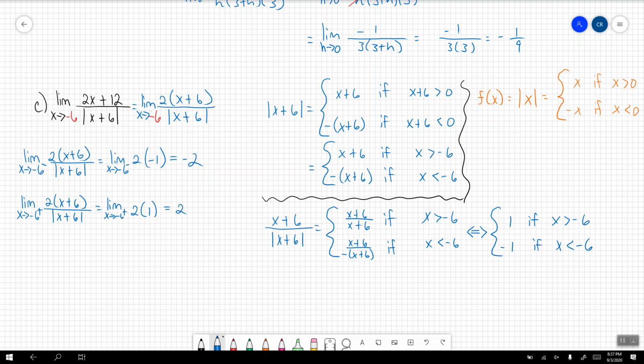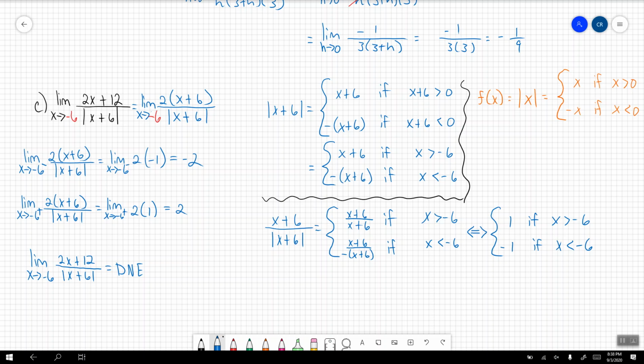So now we get to look at the left-hand limit and the right-hand limit. Left and right-hand limit are not the same, which means the overall limit that we're trying to evaluate does not exist. So the limit as x is approaching negative 6 for 2x plus 12, all divided by the absolute value of x plus 6, does not exist. And again, we went through the whole argument of trying to look at what a piecewise defined function is actually doing. All right, so again, we keep that in mind.